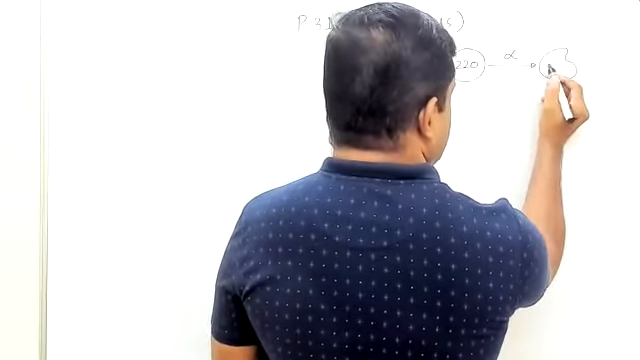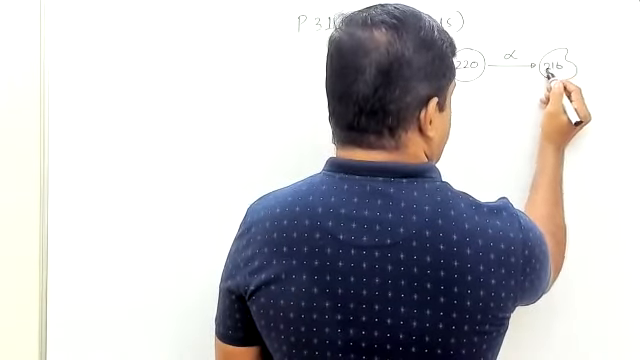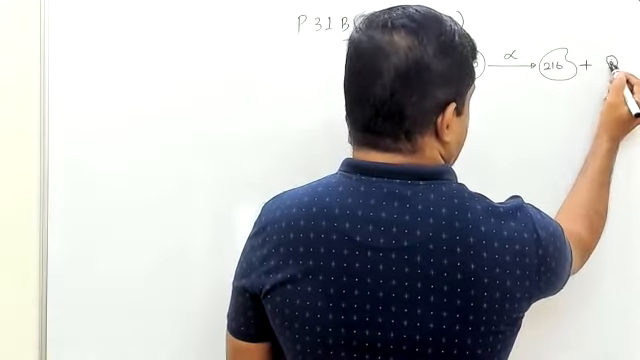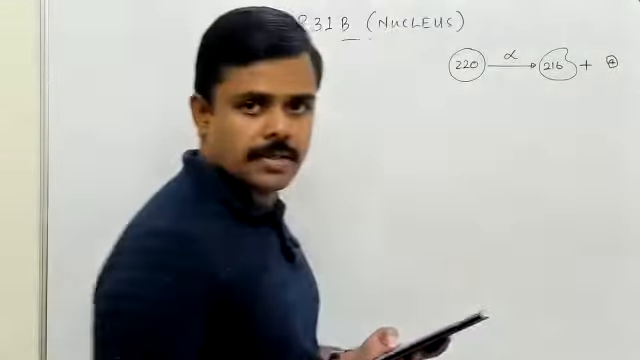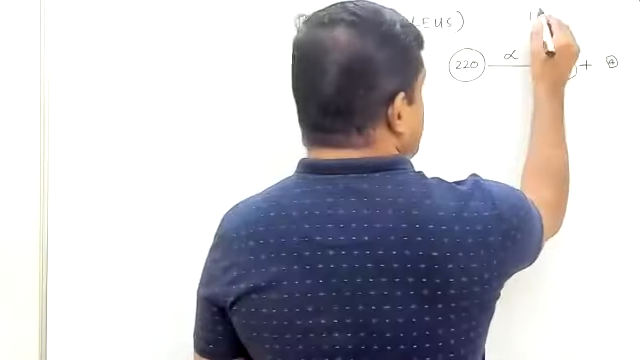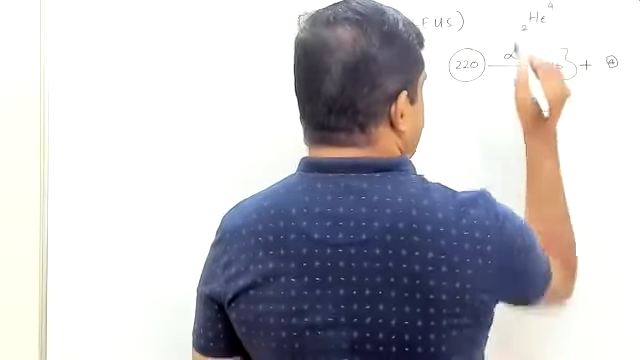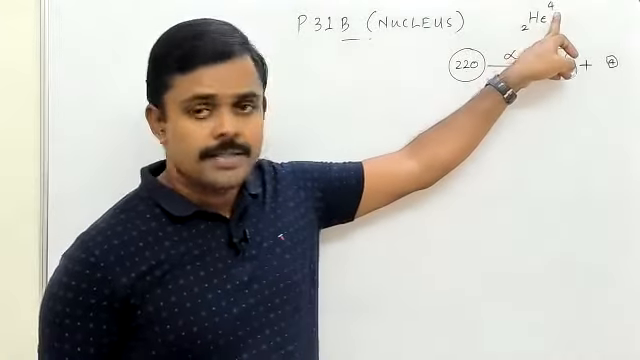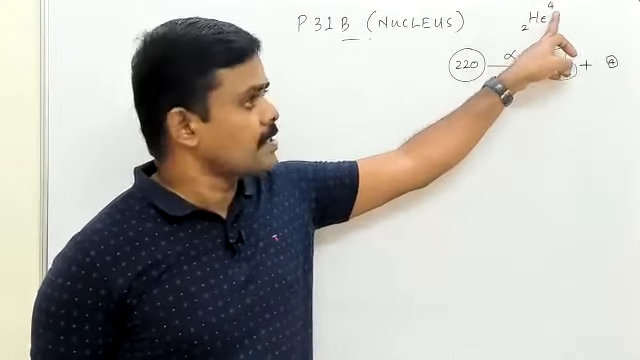So it is 216 now. Why? Because an alpha particle has gone. An alpha particle has a mass number of 4. Alpha particle is nothing but a helium nucleus, He 2 4. The helium nucleus mass number is 4.